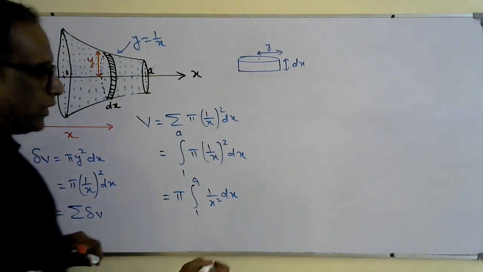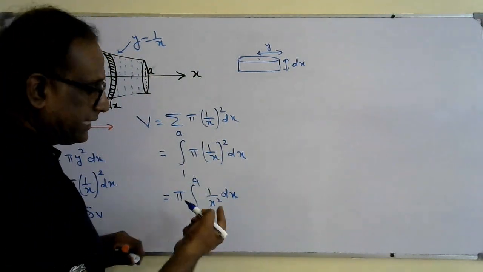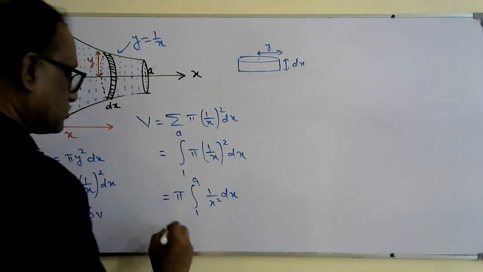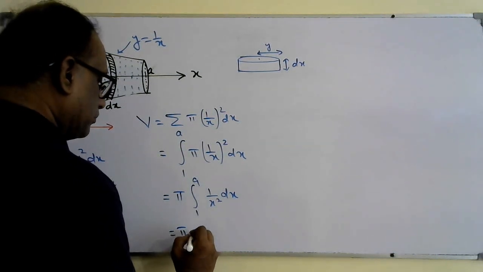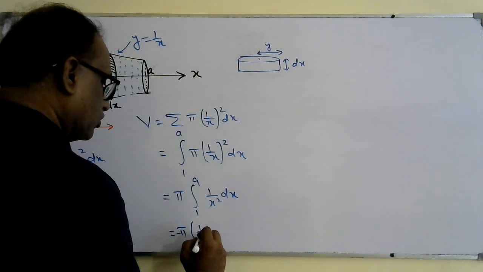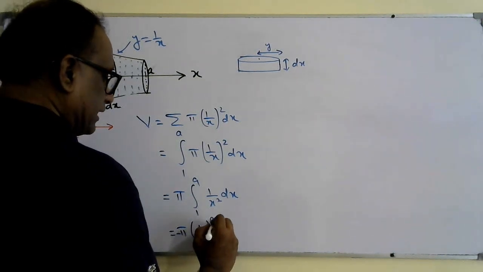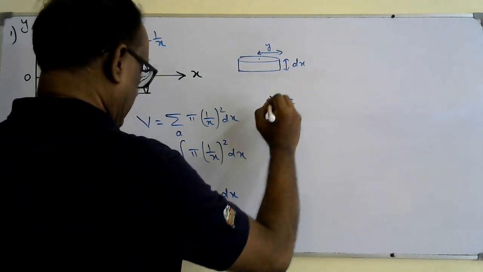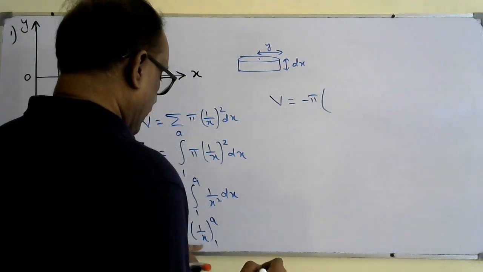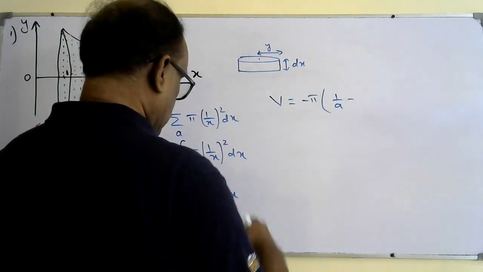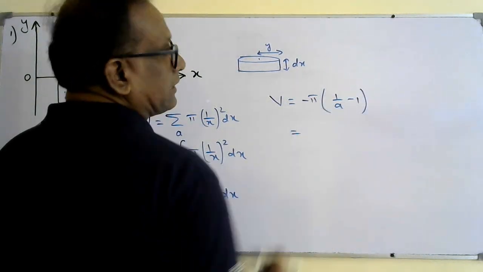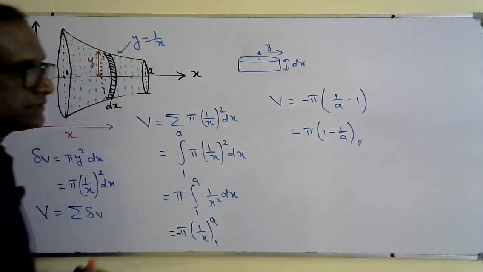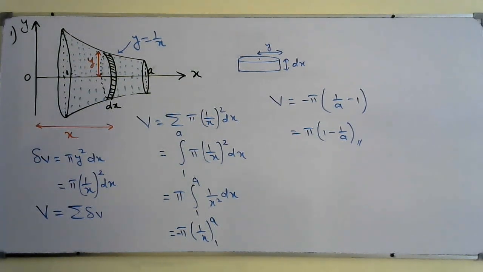So when you integrate it, 1 over x squared is x to the power minus 2. You know the integration: x to the minus 2 means x to the minus 2 plus 1, that is minus 1 over x. So it's going to be pi, and I can put the minus here, 1 over x from 1 to a. So we'll continue here. V is going to be minus pi (1 over a minus 1 over 1, that is 1). Bring the minus 1 inside, that's going to be pi times (1 minus 1 over a). That's the first part. We got the answer for the first part of question number 1.